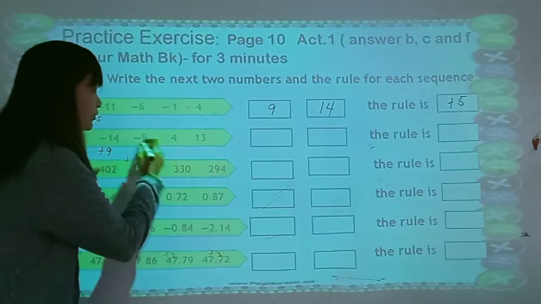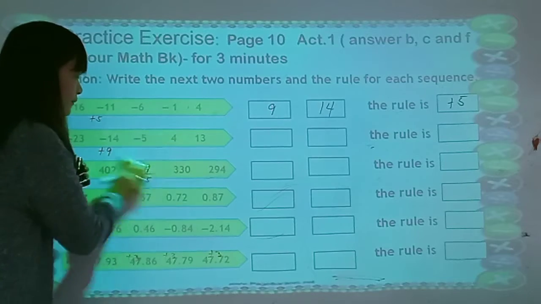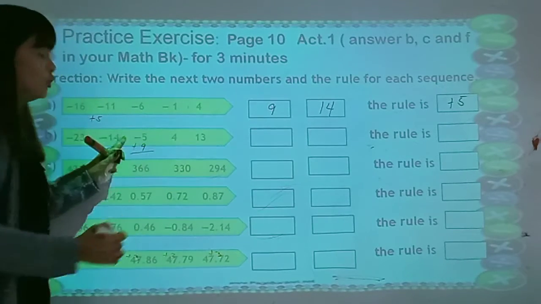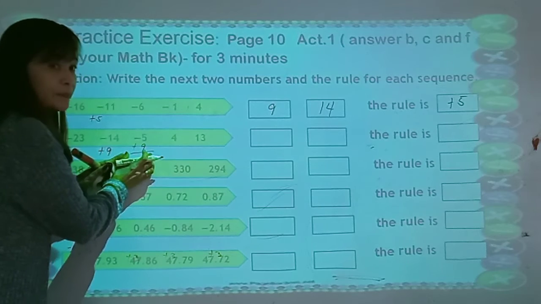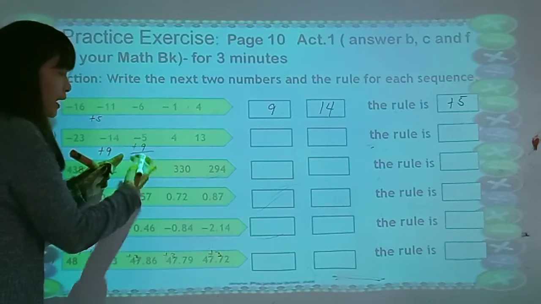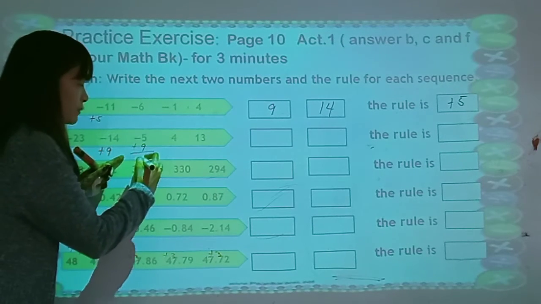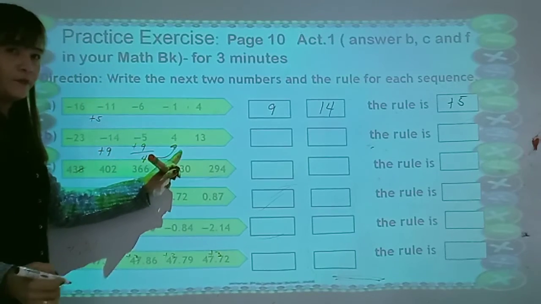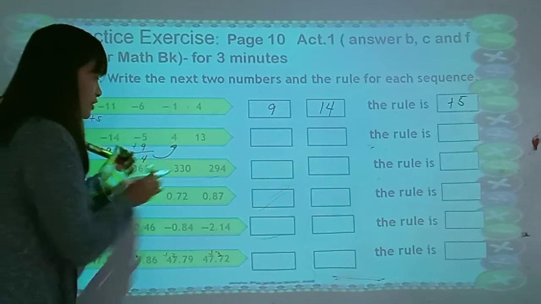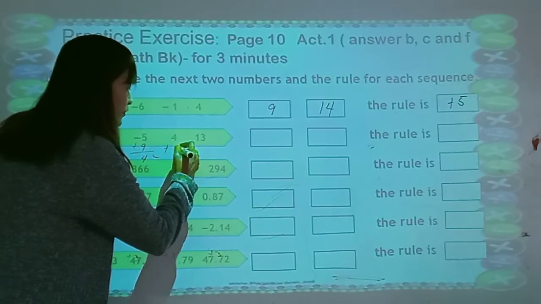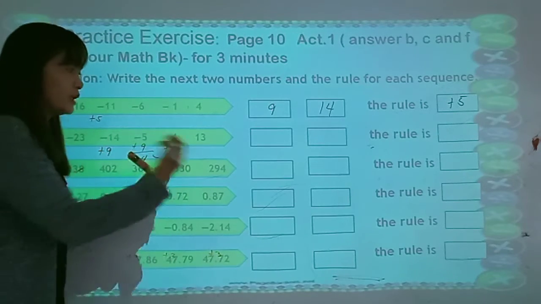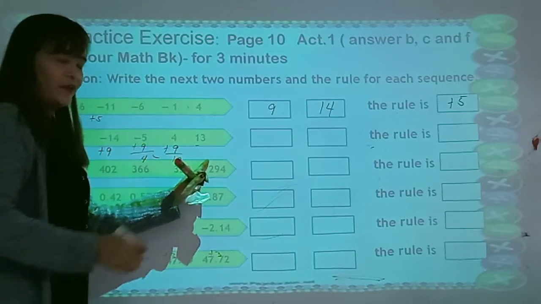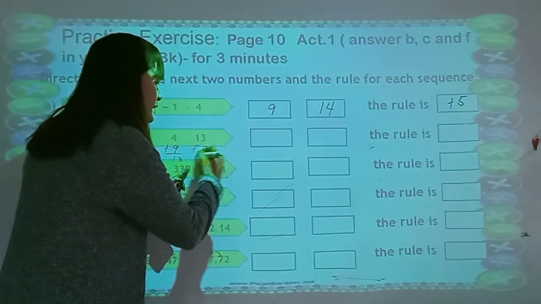Next, negative 5 plus 9. Look, the greater absolute value is positive, so we need to subtract. 9 minus 5 gives us positive 4. Therefore, the next term is positive 4. Next, from 4, we need to add 9. They are both positive, so we add. 4 plus 9 gives us 13. So this is 13.